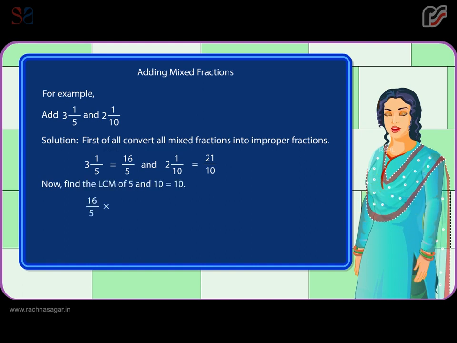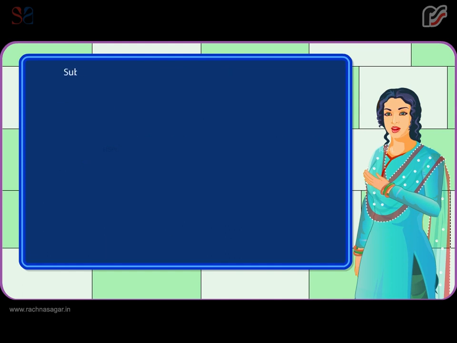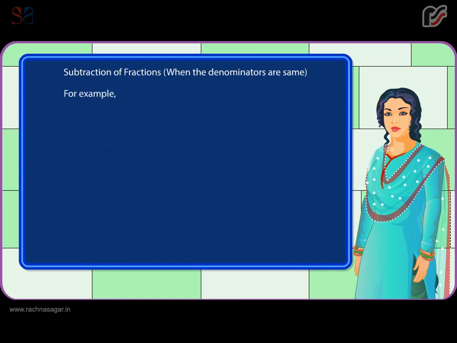16/5 into 2/2 is equal to 32/10 and 21/10. 32/10 plus 21/10 is equal to 53/10, which is equal to 5 3/10. Subtraction of fractions when the denominators are same. For example, subtract 2/5 from 4/5.